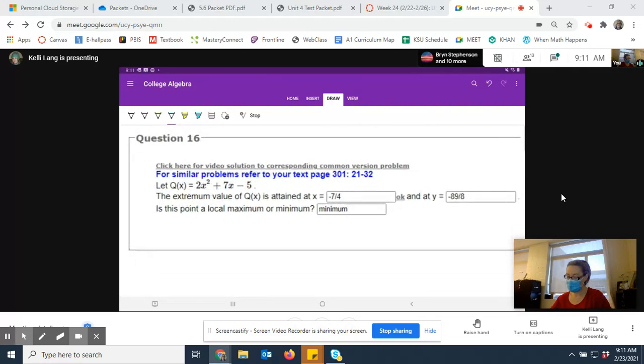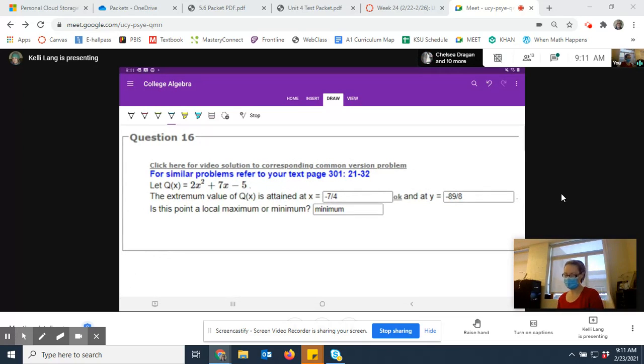From homework 9A common version, question 16 is asking us a very, very similar type of problem. So I'm going to work this one out very quickly because all the steps are the same as the ones we just did. If we want to find the extremum value, aka the vertex of this quadratic, our x is equal to negative b over 2a. Here's our b and here's our a, so we plug those in, negative 7 over 2 times 2, which will be negative 7 over 4. That's how we got the x value of our vertex.